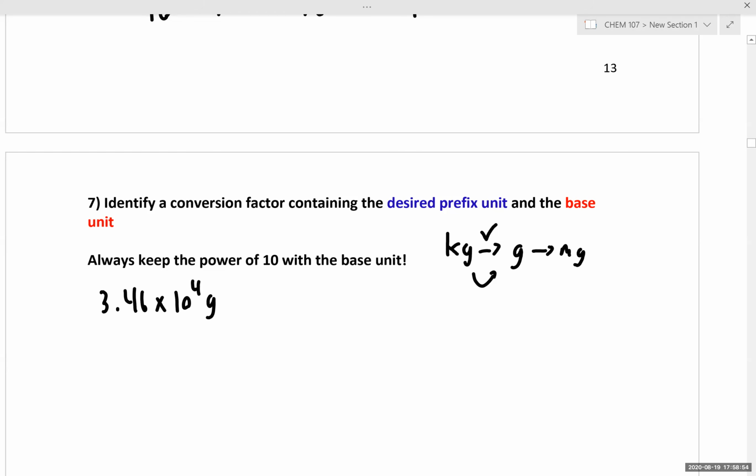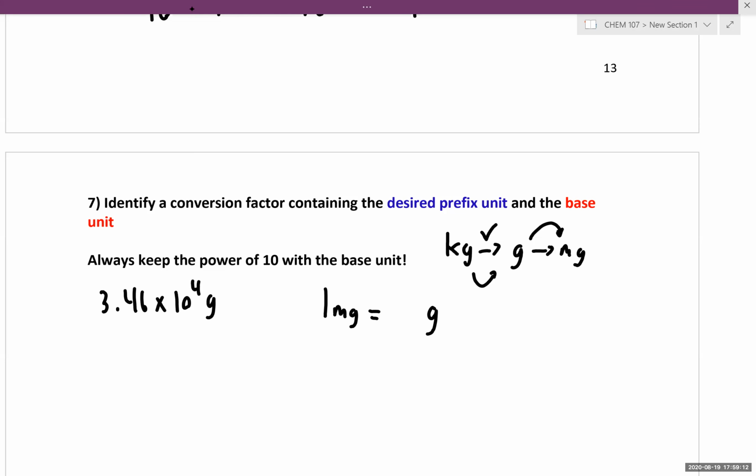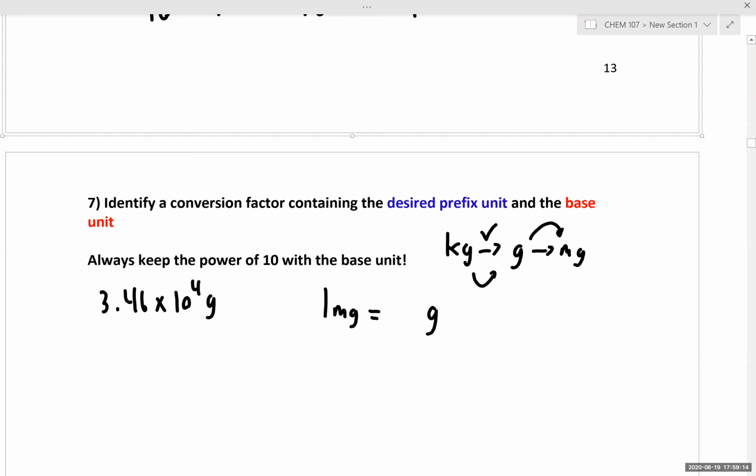What else do we still have to do? What do we have to do next? We have to go from grams to what unit? What unit are we trying to get to now? Milligrams, okay? So my question to all of you is 1 milligram is equal to how many grams? What does the milli prefix correspond to? 10 to the negative 3. Yep, exactly right. 10 to the negative third, that's perfectly correct.